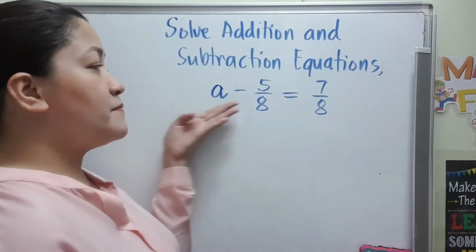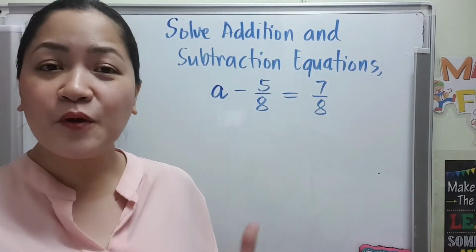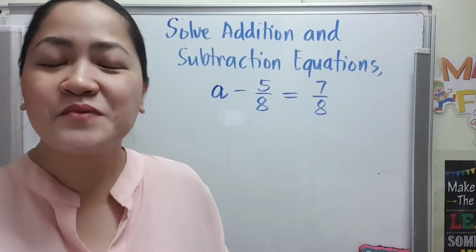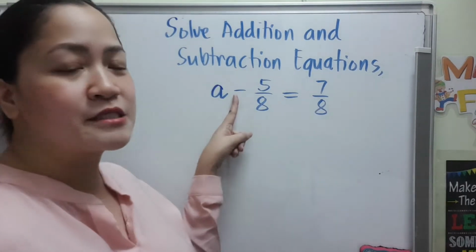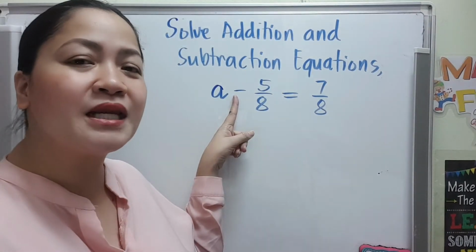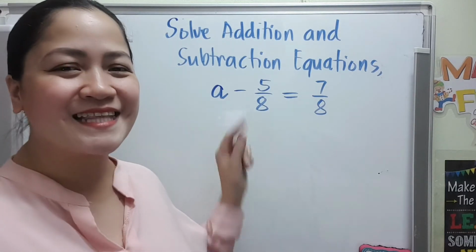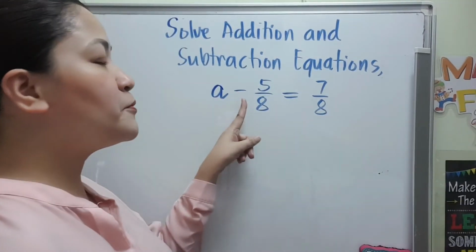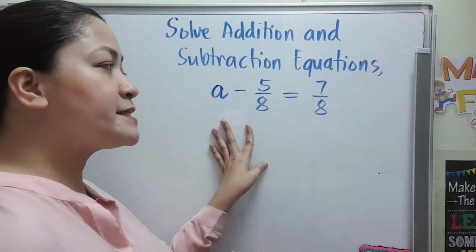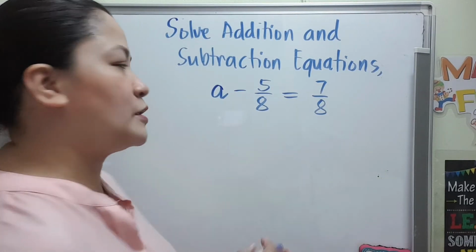We have here a minus 5/8 equals 7/8. So don't worry if you see fractions. We will follow the same procedure. We have here subtraction. So what operation will undo subtraction? That's right. That is addition. So that means to make this 0, we will put plus 5/8 on this side, and we must put plus 5/8 on the right side also.